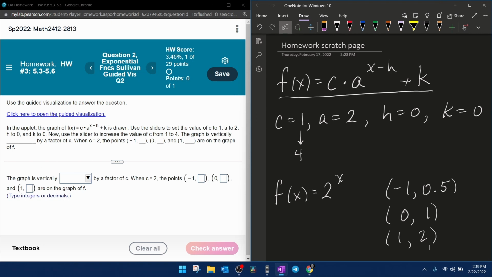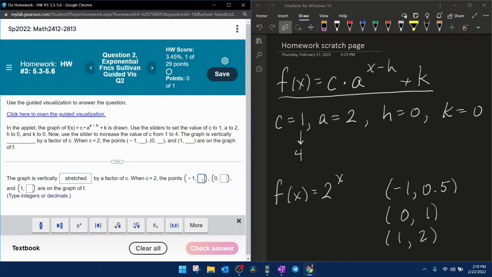So answering our question, it says the graph is vertically stretched. A compression would be if it went down. Stretch is stretching it up by a factor of c. So when c is 2, these points are going to be doubled. And we already have those written down, what they were initially: 0.5, 1, and 2. So if I simply go in and double those, a half doubled is 1, 1 doubled is 2, 2 doubled is 4.